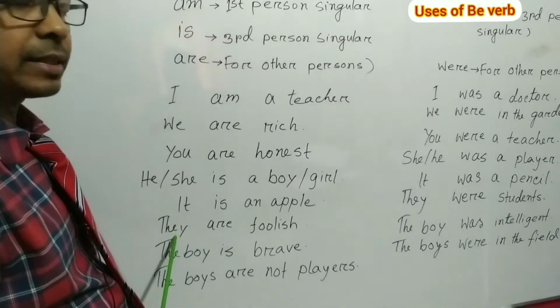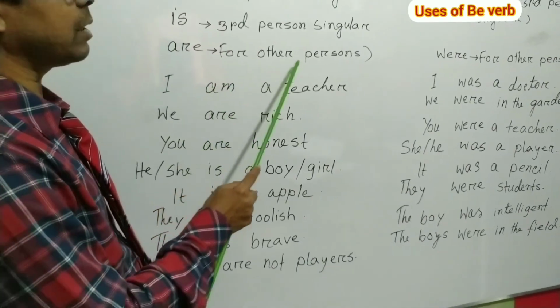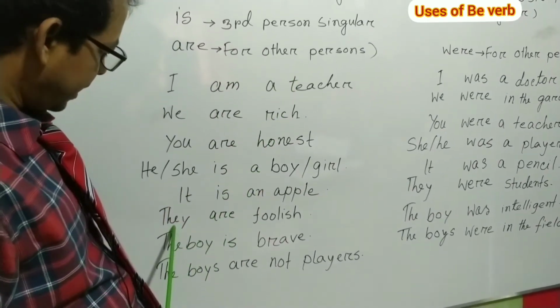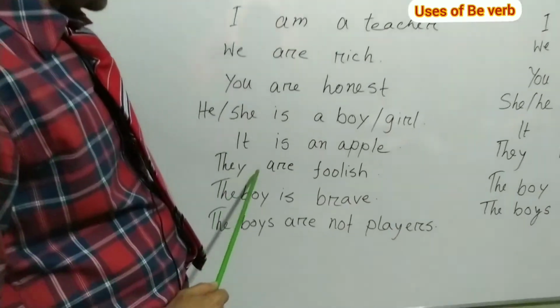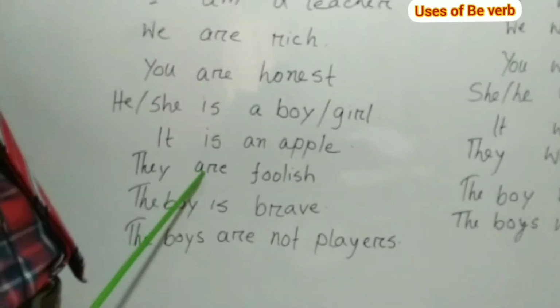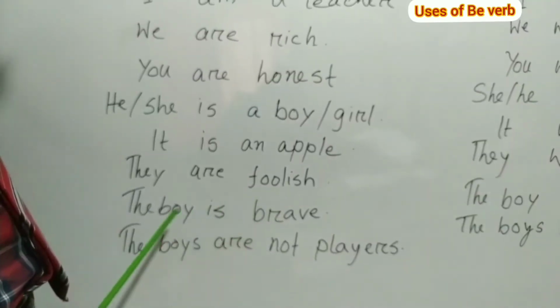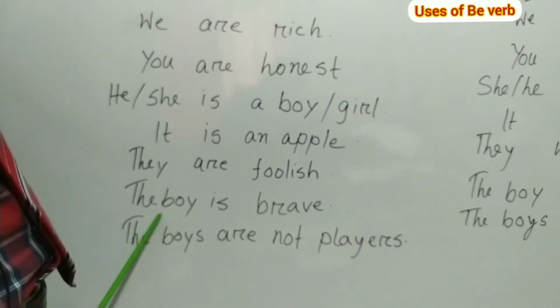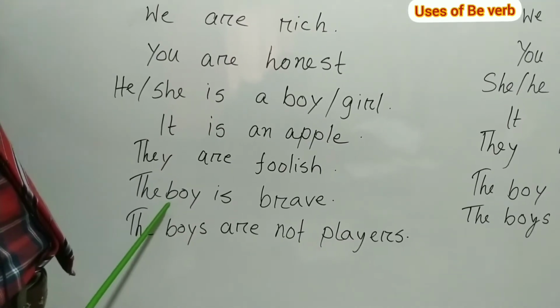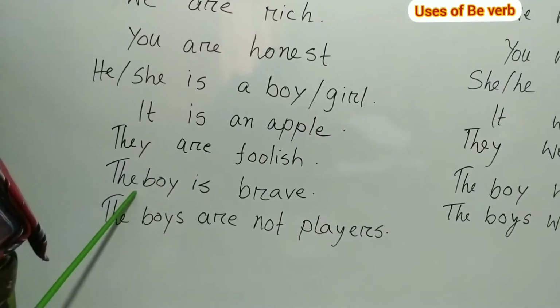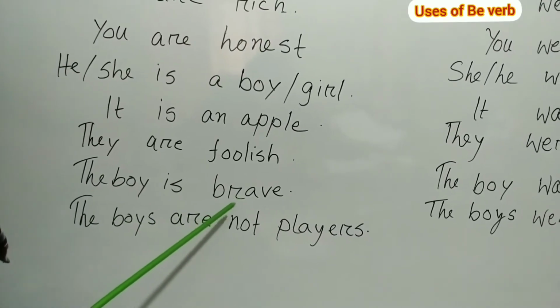They, third person plural. Here is written for other person. That means they is other person. So they are, here is written are, they are foolish. The boy, which number or person? Third person singular number. So the boy is brave.